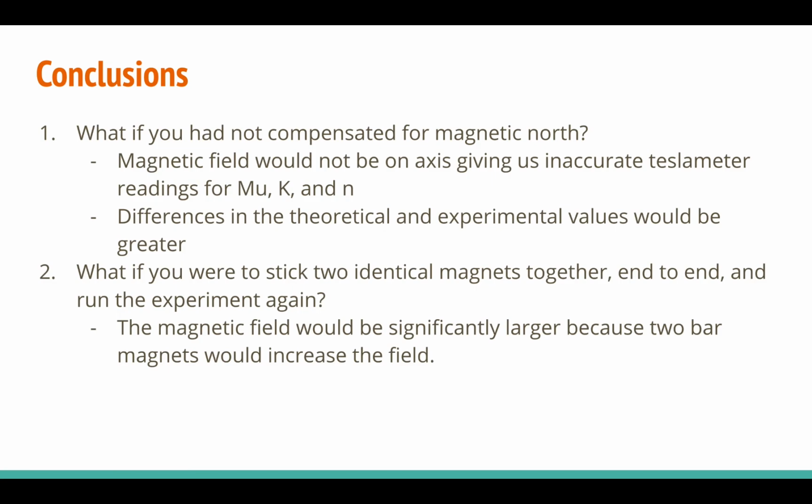In conclusion, if the magnetic north had not been compensated for at the beginning of the experiment, then our magnetic field would not be on axis, which would result in inaccurate Teslameter readings and calculations for k, mu, and n, and we would have a greater percent error. If we were to stick two identical magnets together end to end and redo the experiment, then the magnetic field would increase significantly because the two bar magnets would be oriented in very similar ways, therefore increasing the field.